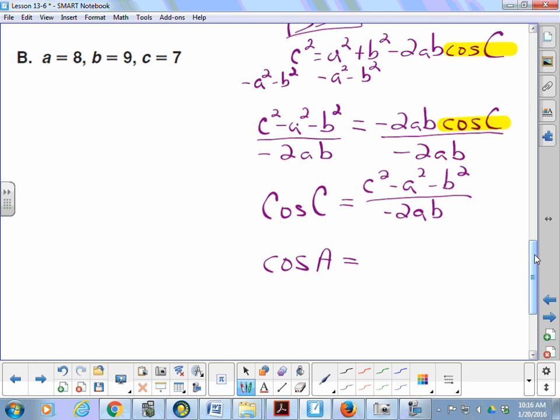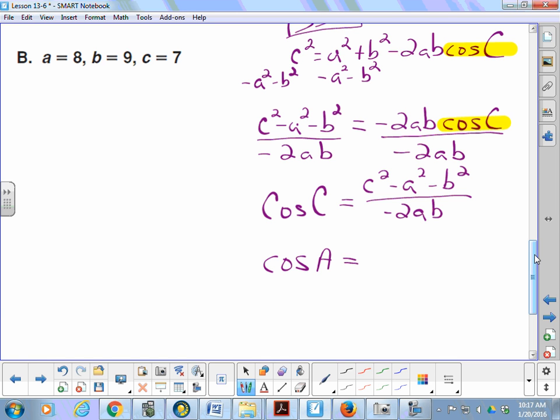If I wanted to find angle A, well, here's the thing. Let's look at this for a second. As I look at cosine of C equals this fraction, the angle I'm looking for is here. The side across from it is here. And everything else is what? It's the other two sides. It's all the other a's and b's.